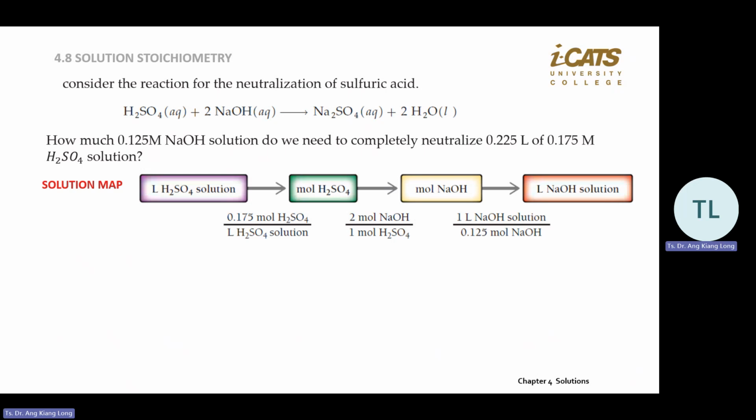So now you have H2SO4. How many do you have? You have 0.175 mole of solution. So maybe it's easier if you draw something for the solution. H2SO4 plus 2 NaOH, you get Na2SO4 and water. Okay. So now for this component, you have 0.175 mole per liter, but this one you're given 0.25 liter.